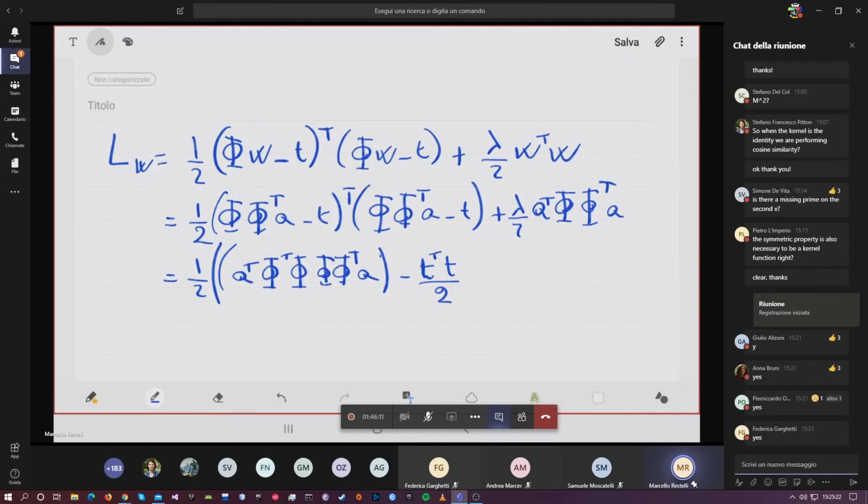And then finally you have minus A transpose phi transpose T. Actually, this term comes from two terms. So this one is obtained by this product plus this product. So you have 1/2 ahead and so you sum and you have minus A transpose phi transpose T.